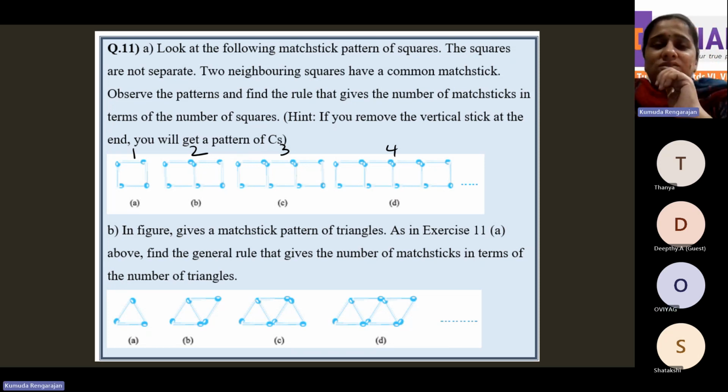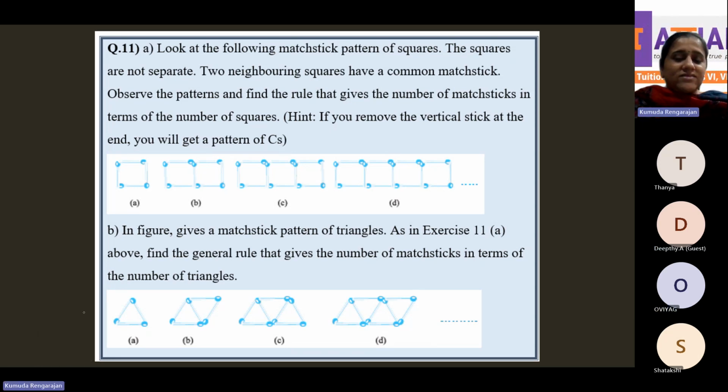Another friend comes and asks you, I want to make 75 squares like this, stuck to each other. How many sticks should I use? So you have a rule with you. Using that rule, you will just put the number 75 in it and give her the answer immediately. That rule is what we have to construct. We have to construct that rule now.